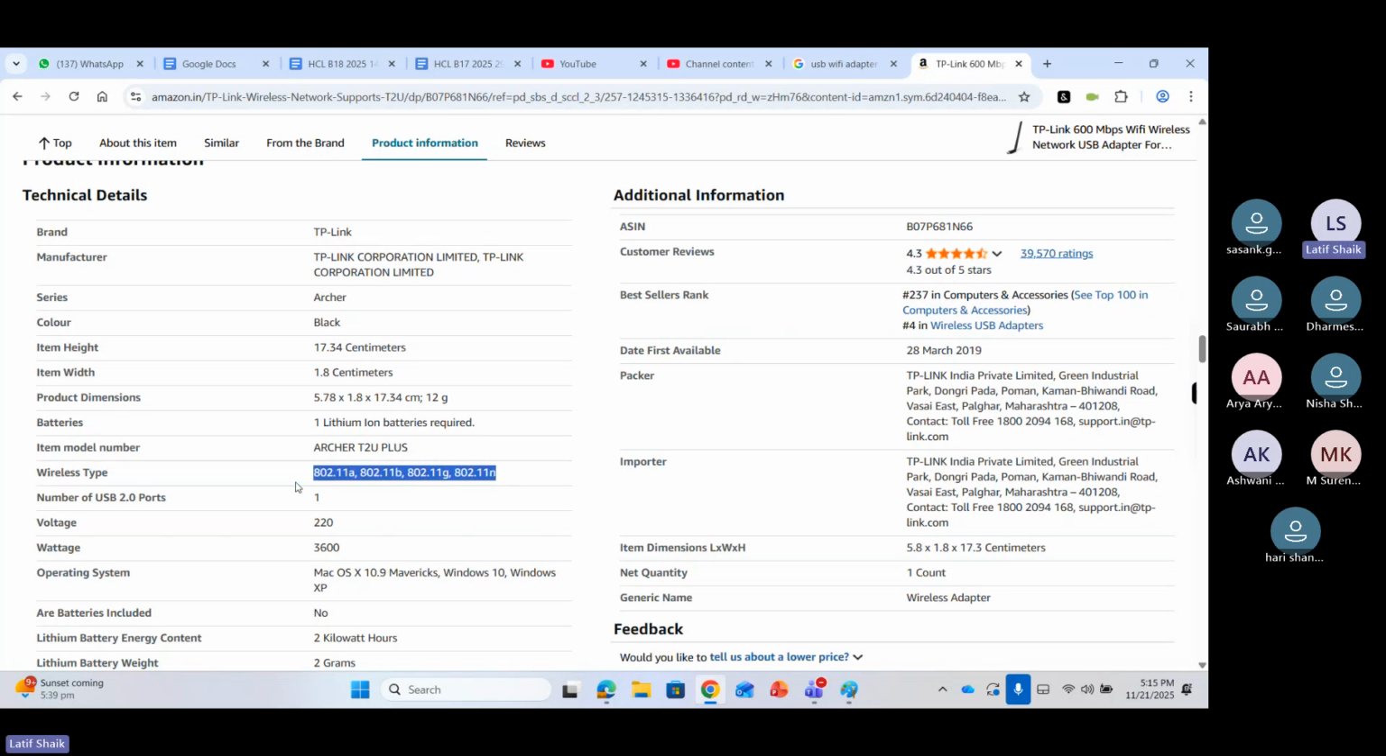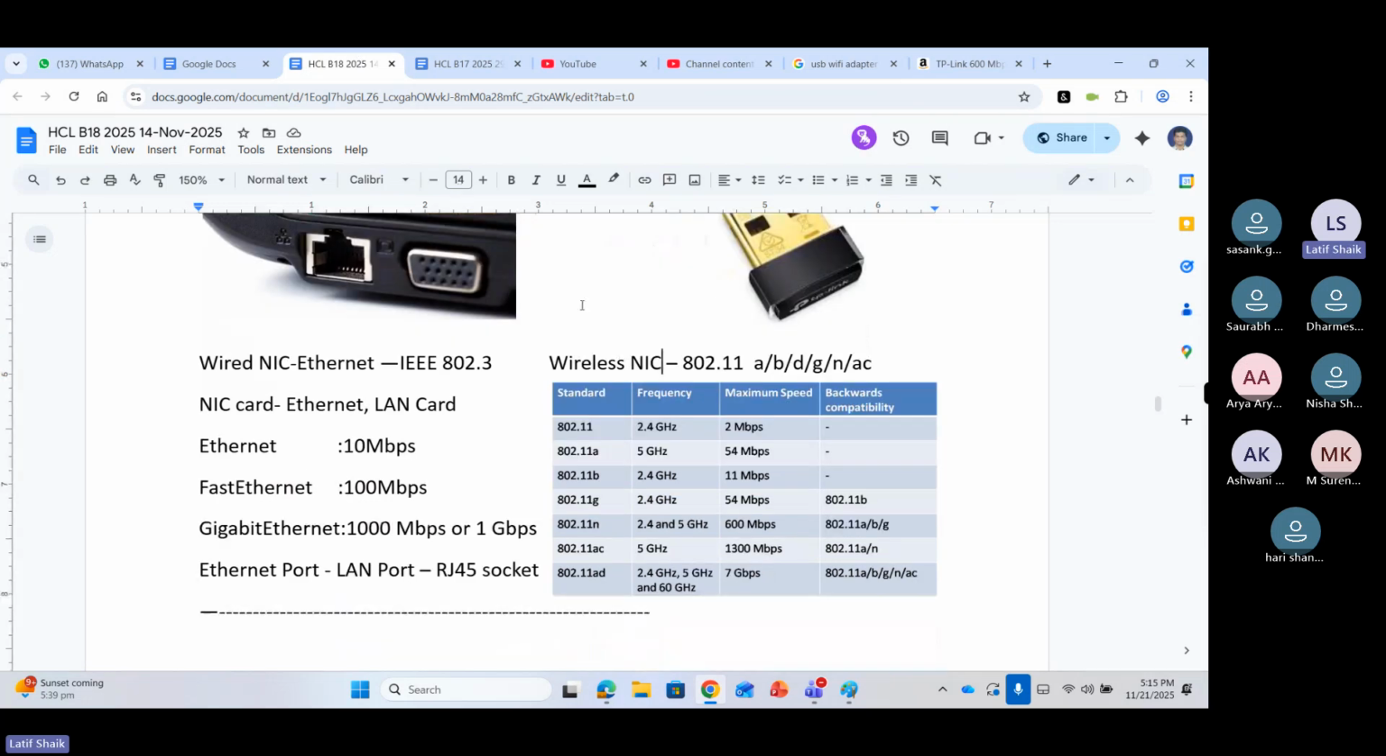So what is the meaning of this? What are these wireless types? What is this, A, B, G, N? What do they represent? This A, B, G, N, AC, these are all representations of what frequency it will support and how much maximum data transmission speed it will support.